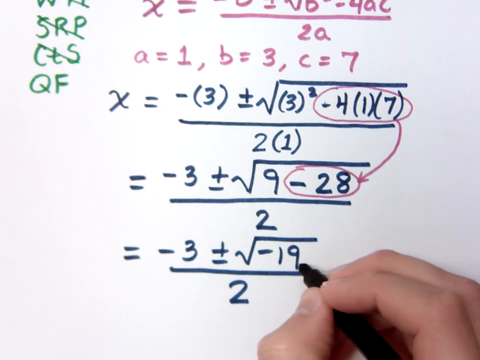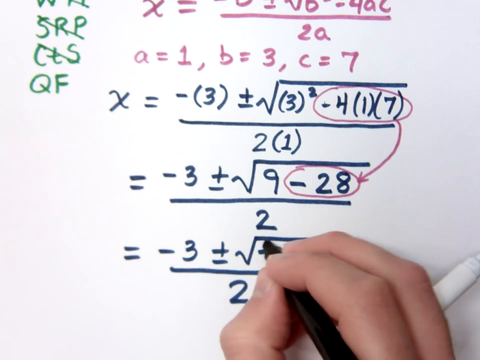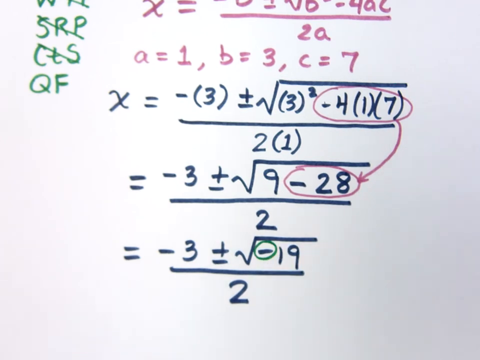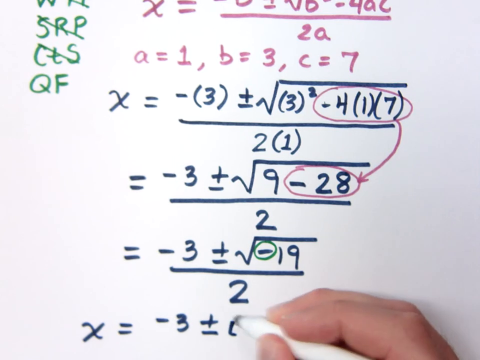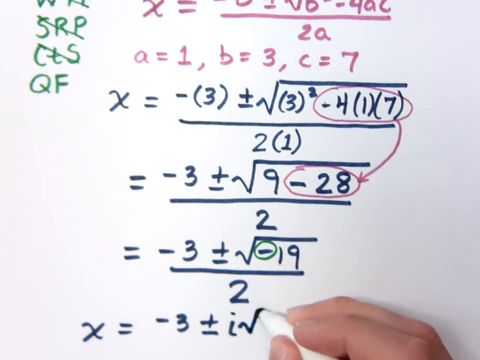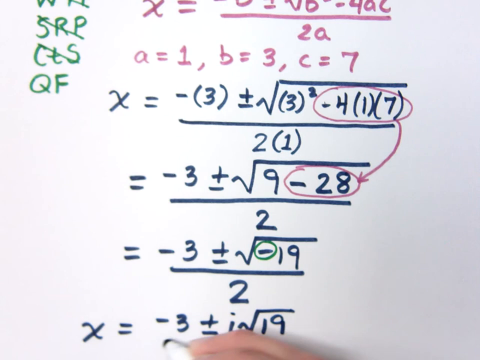Well, 19, you can't do anything with that. But I've got a negative factor, so this becomes what? i. So x is equal to negative 3 plus or minus, the i comes out of this guy, we put that out front, so i square root of 19, and this is all over 2.